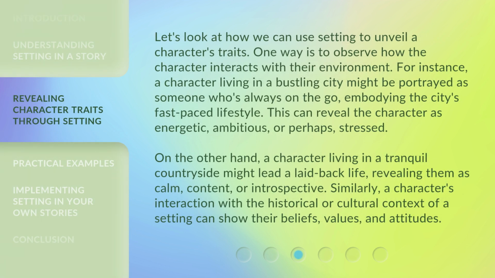Let's look at how we can use setting to unveil a character's traits. One way is to observe how the character interacts with their environment. For instance, a character living in a bustling city might be portrayed as someone who's always on the go, embodying the city's fast-paced lifestyle. This can reveal the character as energetic, ambitious, or perhaps stressed.